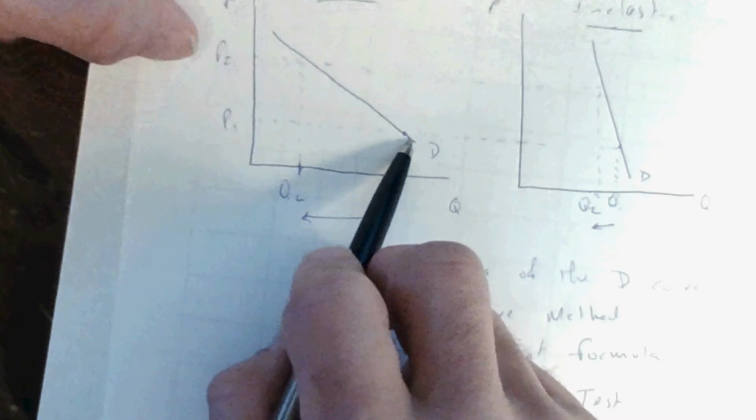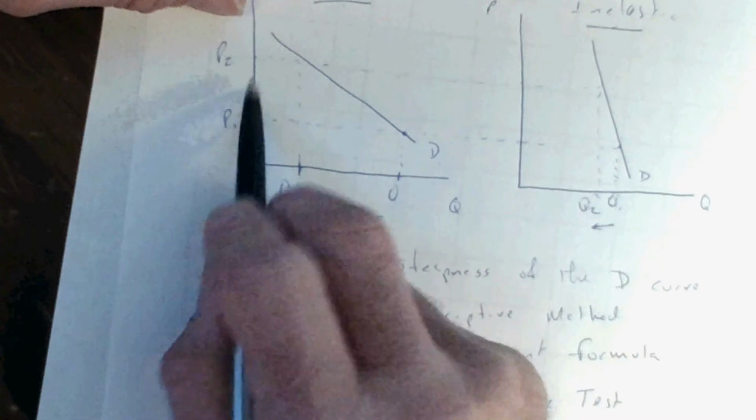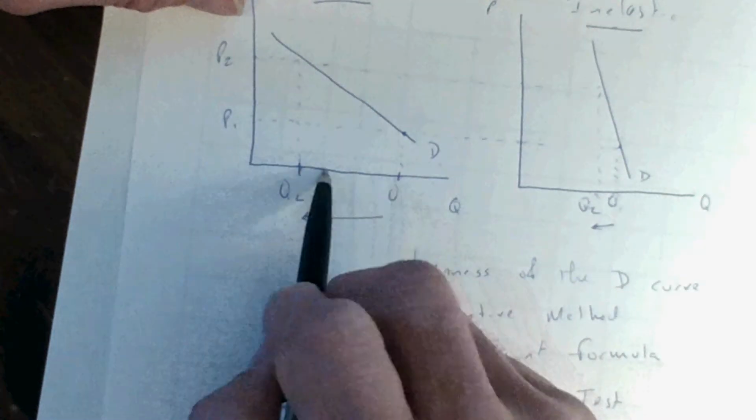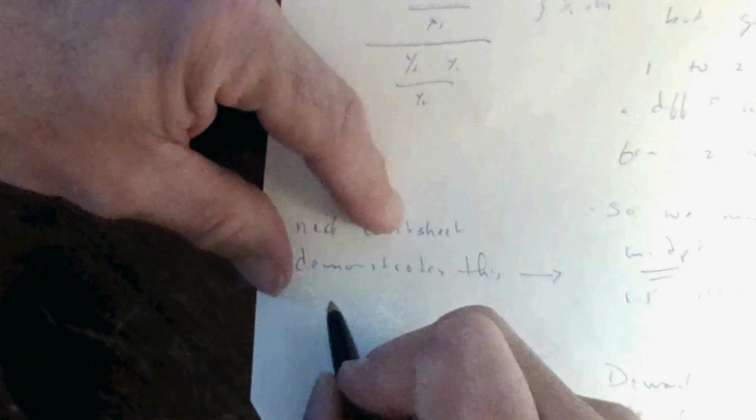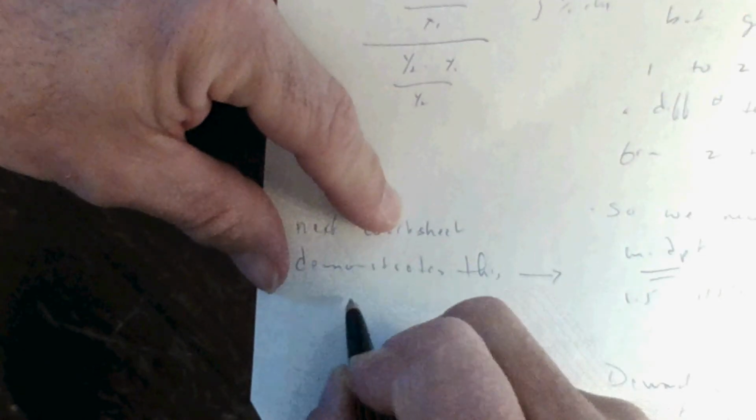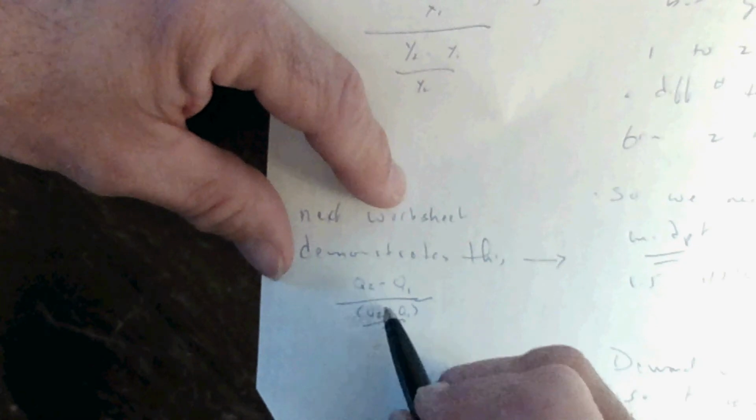In order to avoid that, we're going to use something called the arc midpoint formula, and we'll take the change in price halfway and the change in quantity demanded halfway. And so that formula is going to look like this. A change in quantity, quantity 2 minus quantity 1, divided by quantity 2 plus quantity 1 divided by 2. This creates the midpoint.